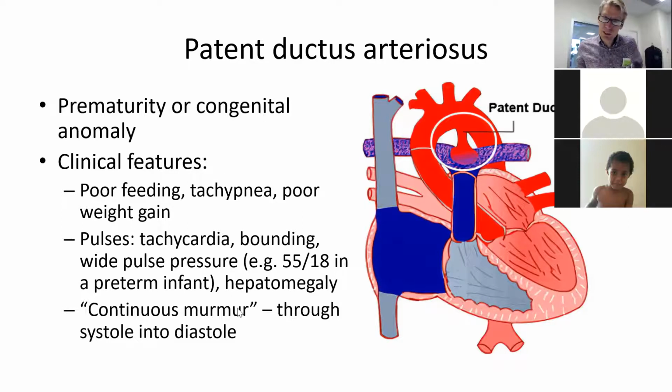And the murmur isn't just a short systolic murmur, it's what's called a continuous murmur. So it sounds a bit like this. It's going through systole into diastole, and that's because the blood is flowing all the time through this PDA, going from the left side of the heart into the right side of the heart, from the aorta, whoosh, into the pulmonary artery, right, through systole into diastole.